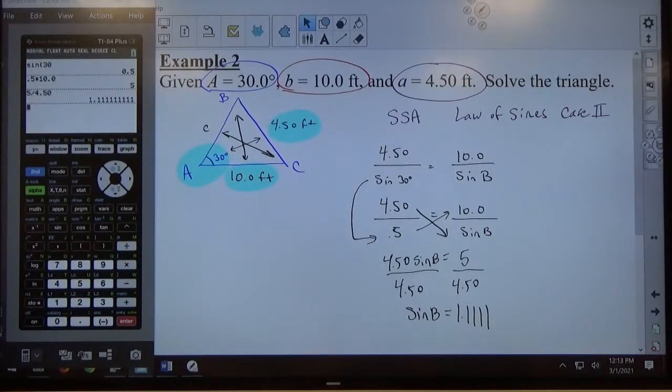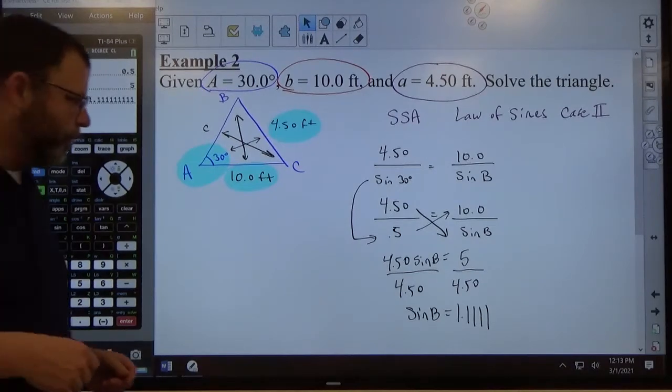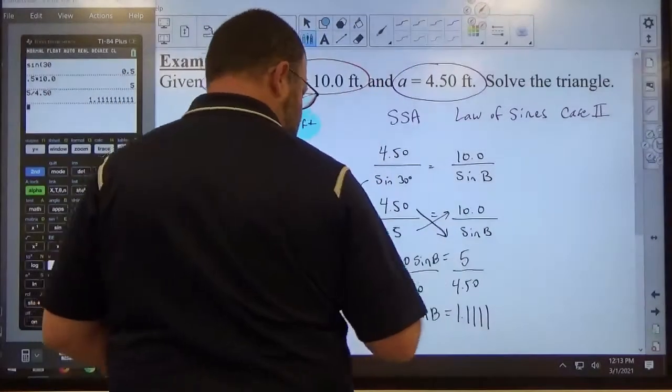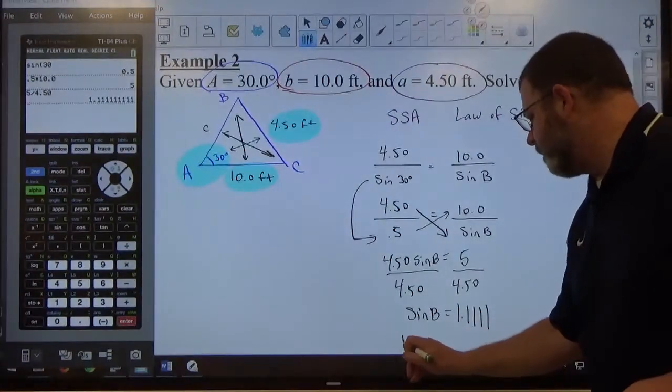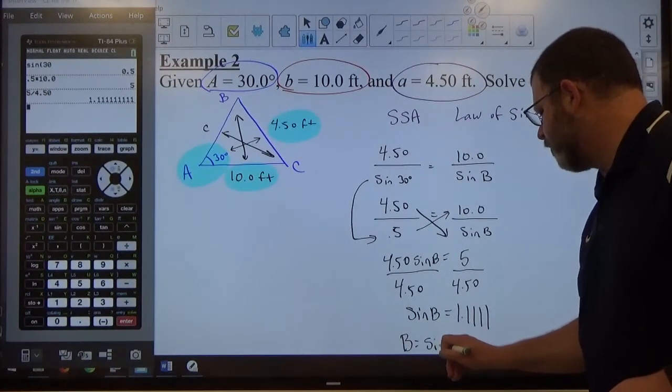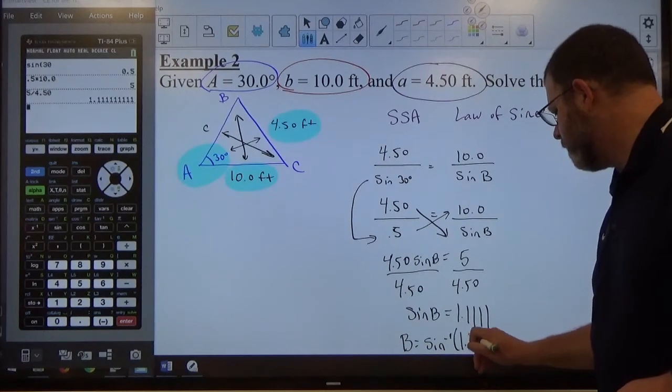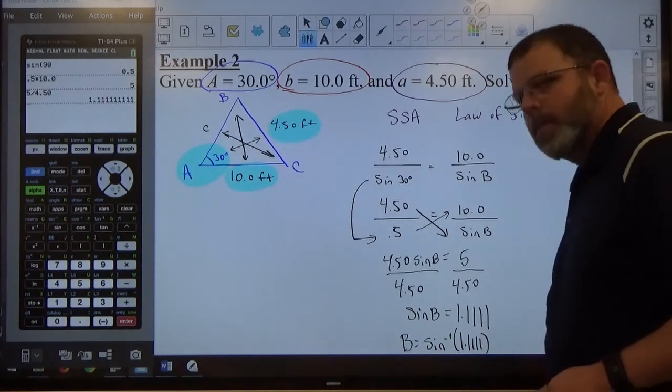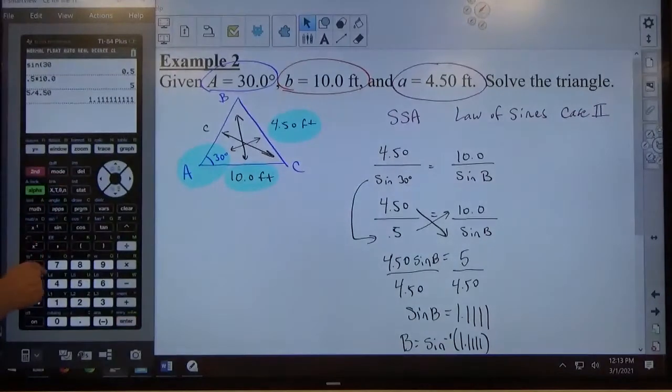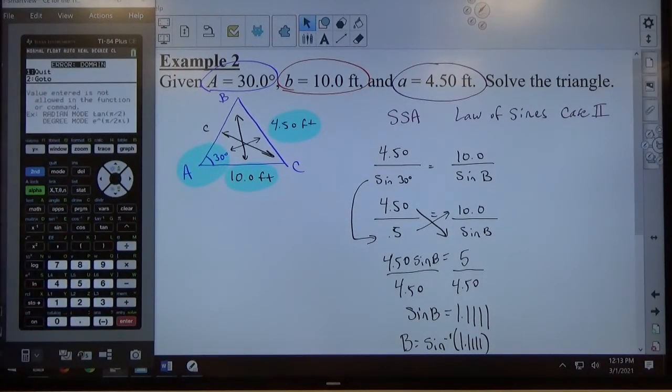So anytime I get a side-side angle, expect this type of work to happen to start off with. Your initial goal, find an angle that you can find. In this case, we can find B. Get all the way to the point where it says sine of B is equal to some number. And then what we learned already is if sine of B is equal to some number, then B equals the inverse sine of that number. So I go to my calculator, type in inverse sine of 1.1111, and that comes out to error domain.